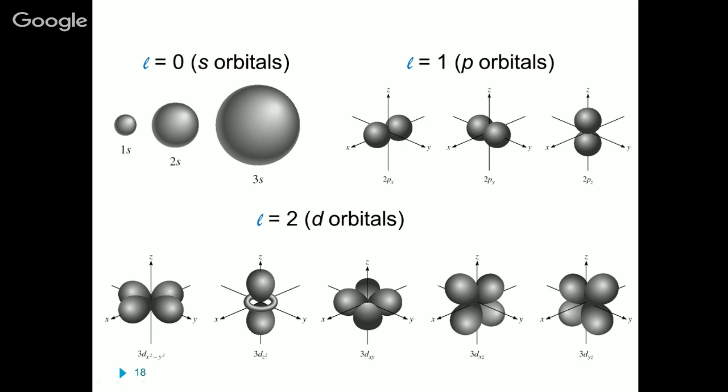Now I would like to point out that no matter what your orbital is, you are only allowed to have 2 electrons per orbital. So 2 electrons, 2 electrons, 2 electrons, doesn't matter the energy level. 2 electrons, 2 electrons, 2 electrons, doesn't matter what shape it is. So in your d orbitals, you're allowed a maximum of 10 electrons. In your p orbitals, you're allowed a maximum of 6. In your s orbitals, you're allowed a maximum of 2 electrons.